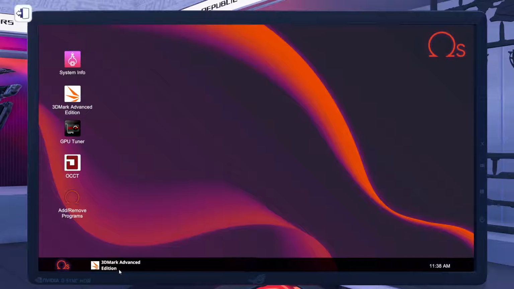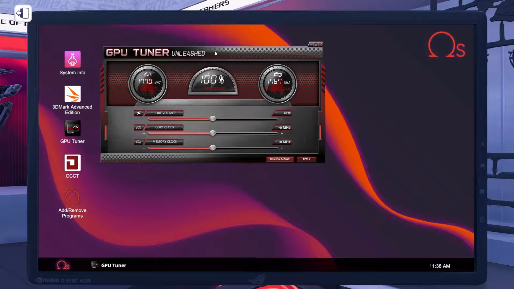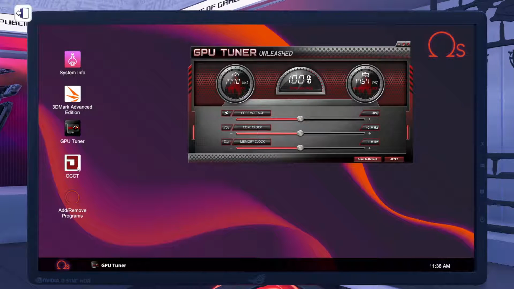So what I'm going to do is turn 3D Mark off, and we go to GPU Tuner. Now this might not even work. This might even power through OCCT. It may just blue screen on us. But we can move it all the way down here. We can move all this all the way down here.